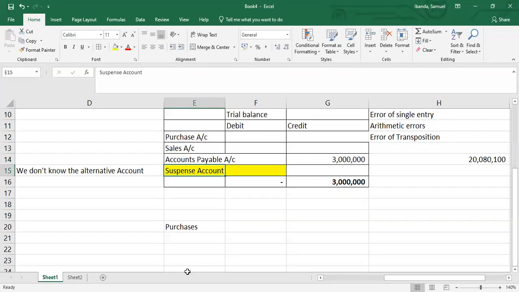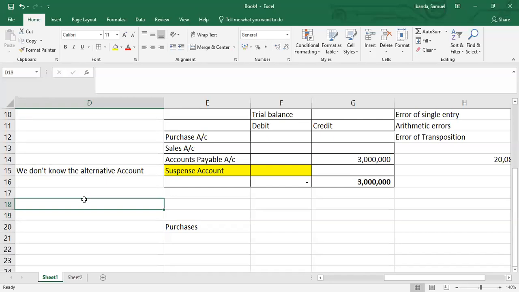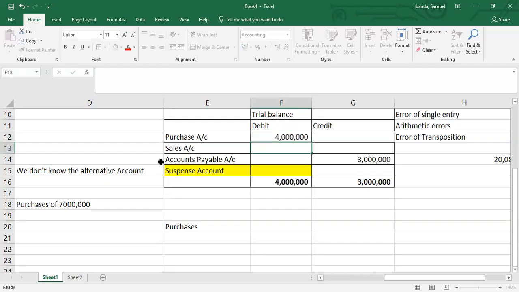Okay, so when you were recording your transactions, you recognize the right amount for accounts payable. Let me use an example here. We could have purchases of, let's say, 7 million. This should have been the right figure, but because you undercast it by, let's say, 3 million, it means you recorded 4 million. And remember, if these were on credit, you recorded the right figure in accounts payable.